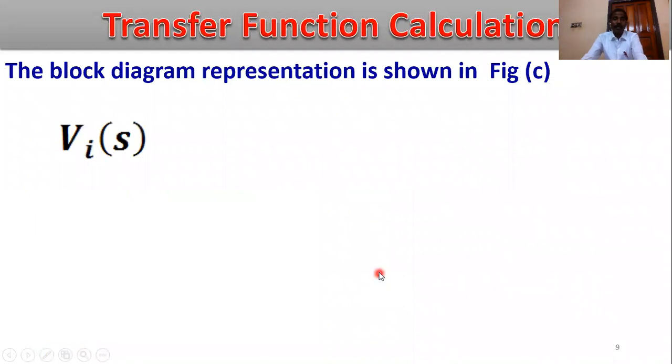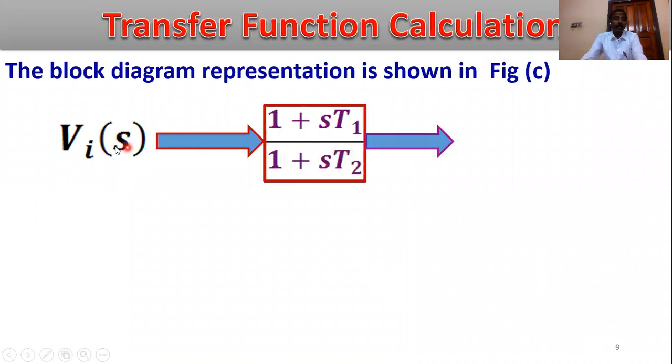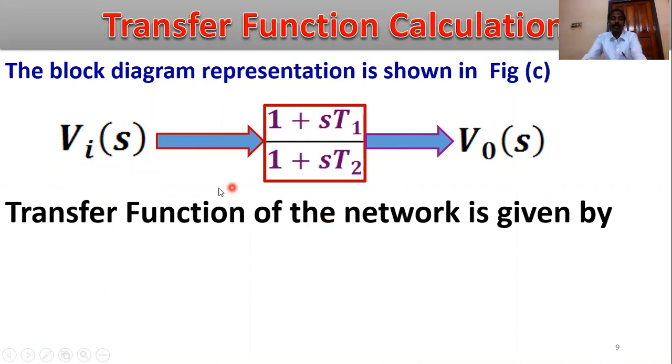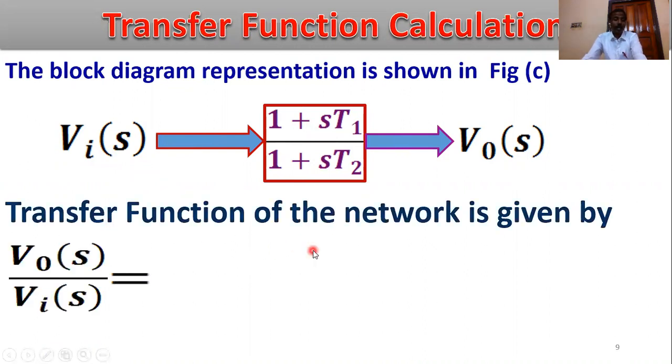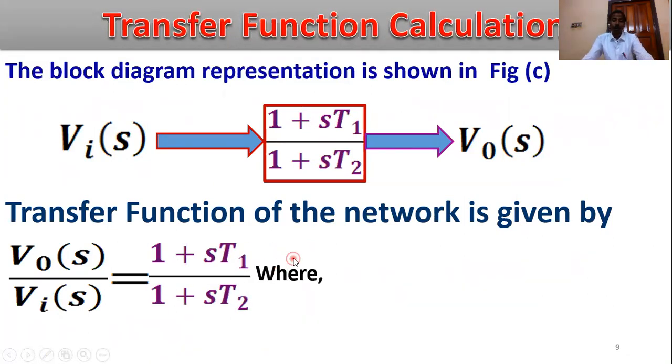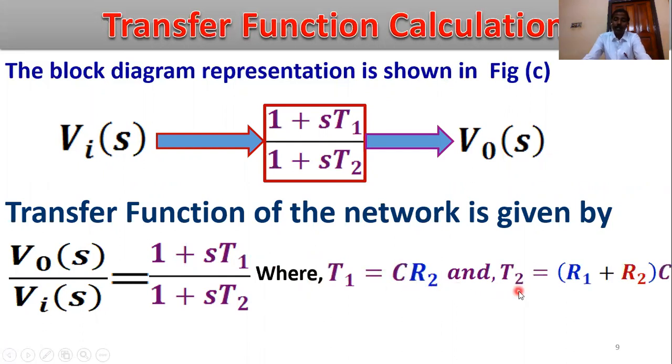The block diagram representation is shown in the figure. This is the input voltage Vi(s), and this is the output by input ratio (1 plus sT1) by (1 plus sT2). This is the controlled output and this is the reference input. So V0(s) by Vi(s) equals (1 plus sT1) by (1 plus sT2), where T1 equals C R2 and T2 equals (R1 plus R2) whole into C.